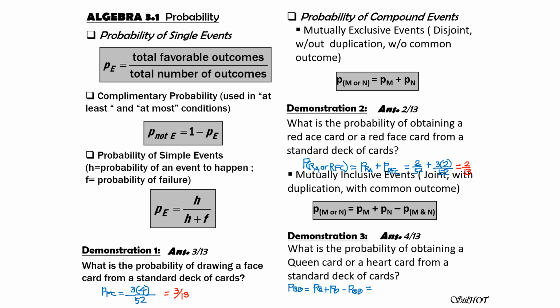So there are 4 queen cards out of 52 plus 13 heart cards out of 52, then only 1 queen heart card out of 52. So that would still be 16 over 52, and 16 over 52 is 4 over 13. So that's it for that problem.